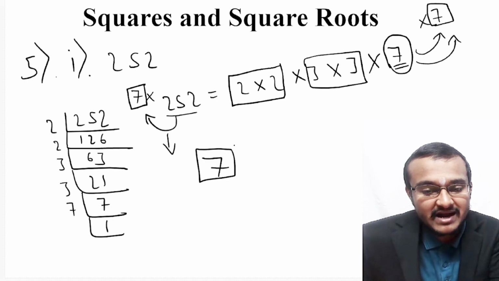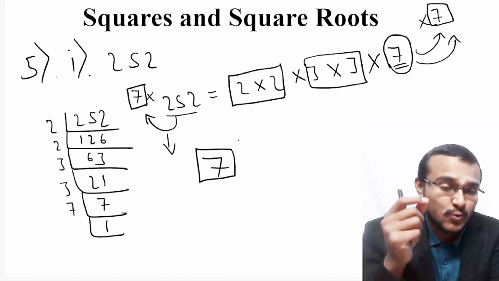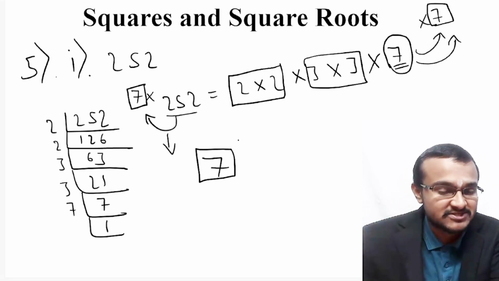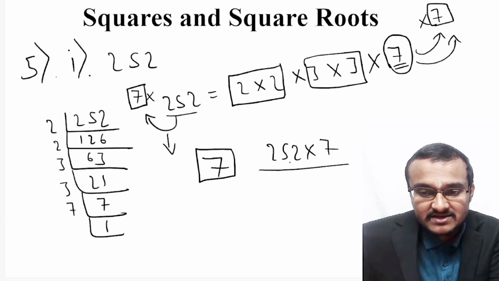So the second part in this question, they are asking to find the square root of that particular perfect square which you will be getting. So when you multiply 7 with 252, you are getting 7 2s are 14, 1 carry, 7 5s are 35 plus 1 is 36.